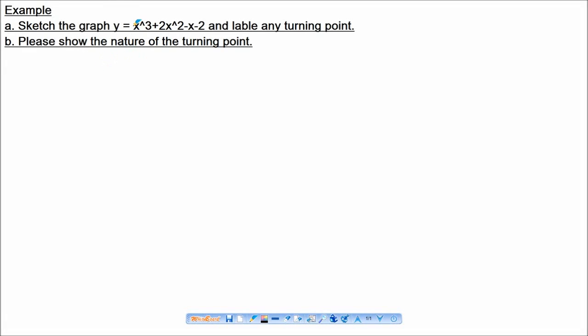Now let's look at this problem. In the problem, they ask me to sketch this graph and label the turning point. Let's do part A first.